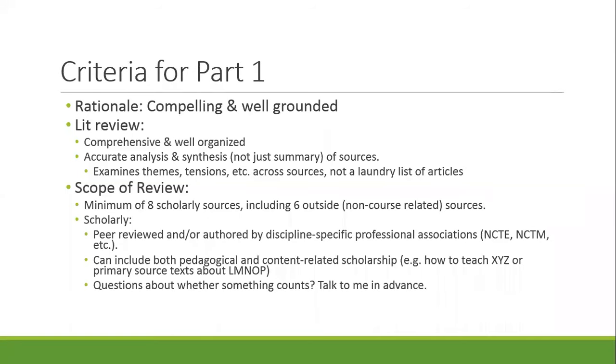Your sources can include both pedagogical and content-related scholarship. That means you can either be thinking about how to teach inquiry in physics, so a pedagogical article about teaching, or some texts about the content itself. If, for example, you're building a new curricular unit about culturally responsive mathematics, maybe you're looking at content about culturally responsive mathematics, or if you're building a history unit about a topic that's not addressed in your current text materials, maybe some of your sources are the primary source documents themselves that students will be working with.